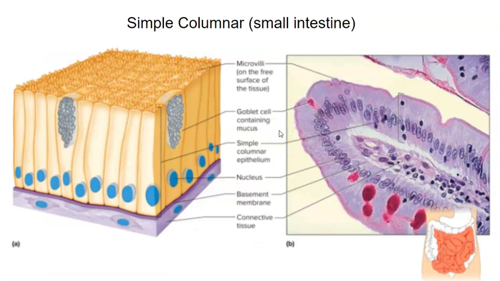Here's more simple columnar epithelium from the small intestine. This is just zoomed out a little bit. Notice the column-like shape. And then this is the microvilli there. This would be the basement membrane.